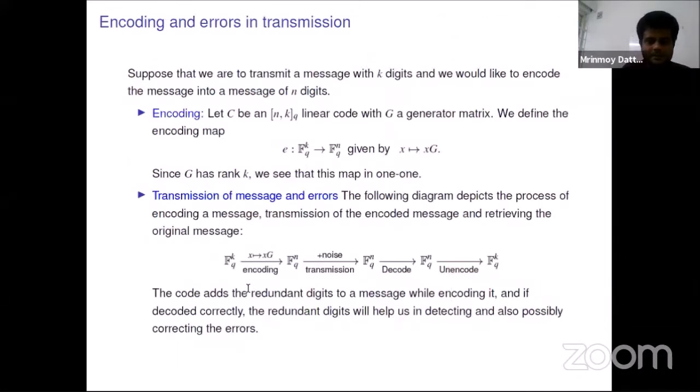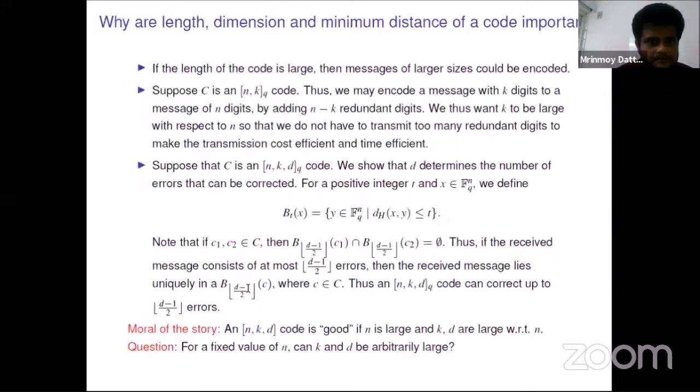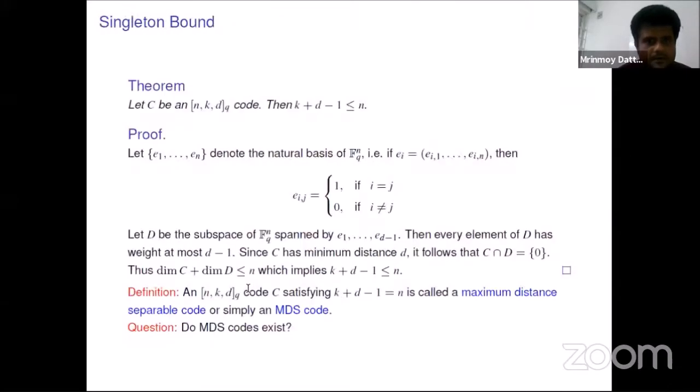The answer is actually given by something called a Singleton bound, which says the following. If you have an (n, k, d)_q code, then k plus d minus 1 is bounded above by n. So then you cannot have k and d arbitrarily large, and one has to somehow optimize the values of k and d in order to produce good codes. But how do you do it by hand? It is not very easy to do that, unfortunately.